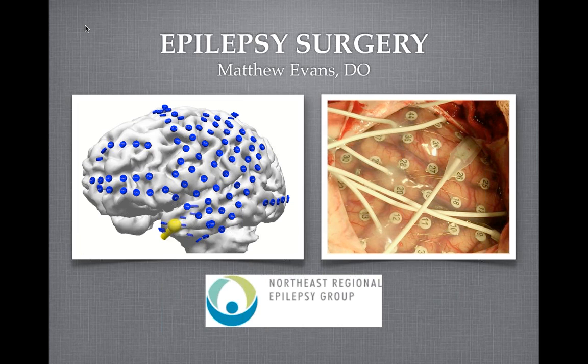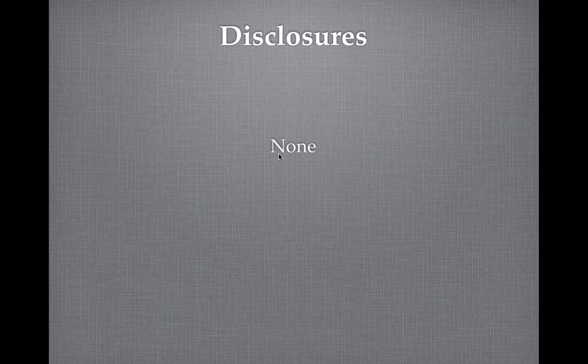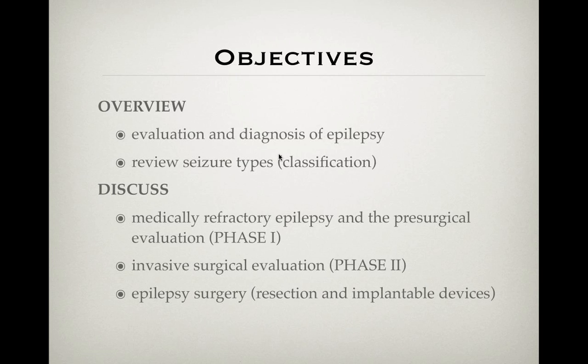So welcome. Tonight we will discuss several things, even going into some of these graphics here. On the left is a reconstruction of an implanted brain, and we'll review what that means. And then on the right is an actual intraoperative picture in the OR of what these grids and strips look like. So, objectives for tonight. I just want to give an overview.